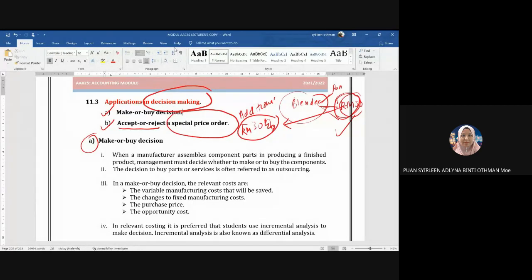When a manufacturer assembles component parts, okay, kita adalah manufacturer, kita assembles, maksudnya kita pasang component parts in producing a finished product. Okay, management must decide whether to make or buy the components. So actually we are referring to make or buy ni, bukan make or buy the whole finished product, tapi make or buy certain components in the product produced. Okay, so the decision, okay, keputusan untuk buy parts or services is often referred to as outsourcing.